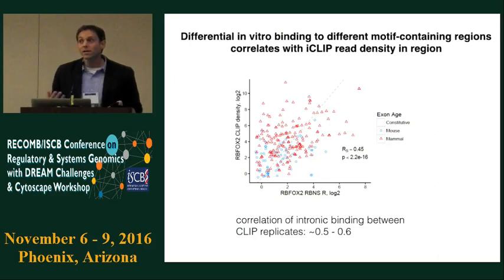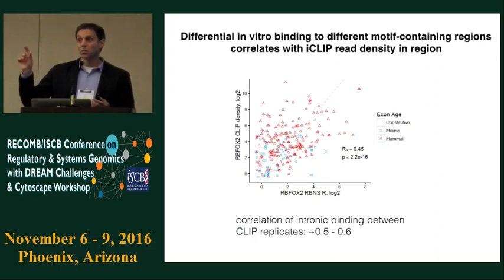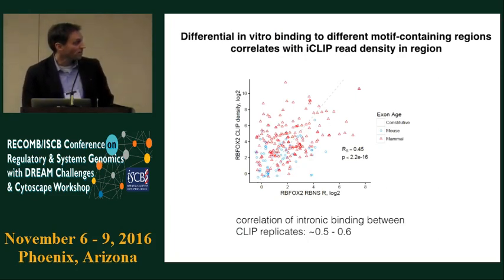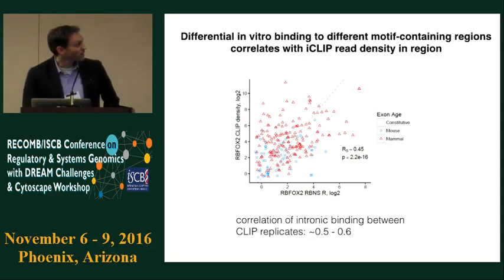Okay. So what about at the level of individual sites? So this would be the ultimate if we could predict which of the thousands of GCAUGs in the transcriptome are actually going to be bound by RBFOX and which are not. So we did this comparison where we looked at the RBNS R value or enrichment value of individual segments, and we compared it to the RBFOX2 CLIP density. And we saw here a positive correlation. It's not a very enormous positive correlation. It's kind of modest, but it was about 0.45 by Spearman, and it was highly significant because there's quite a large number of exons here.